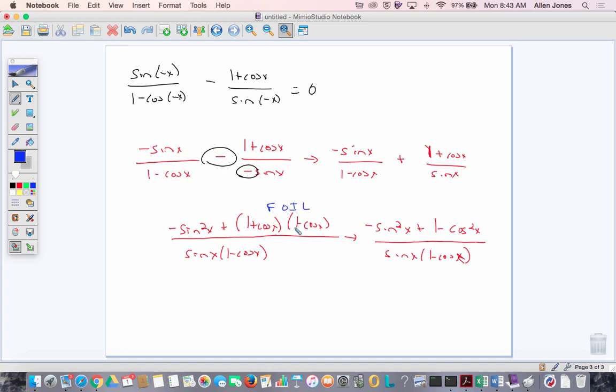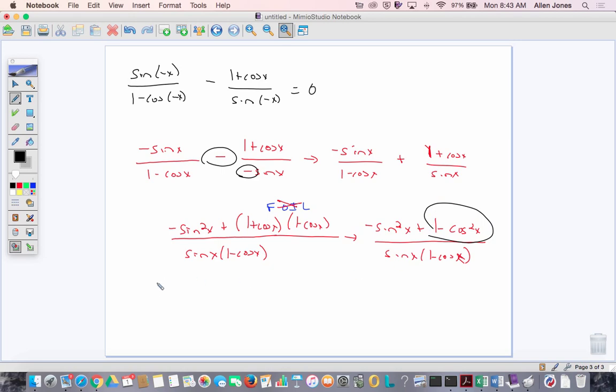These are two binomials, so we FOILed. But I noticed they were conjugates, same two terms, opposite operations in between. So when I multiply conjugates, the outer and the inner are going to cancel each other out. So I just did the first and the last. 1 times 1 to be 1, and cosine times negative cosine to be minus cosine squared. Okay, so hopefully we're all on board there.